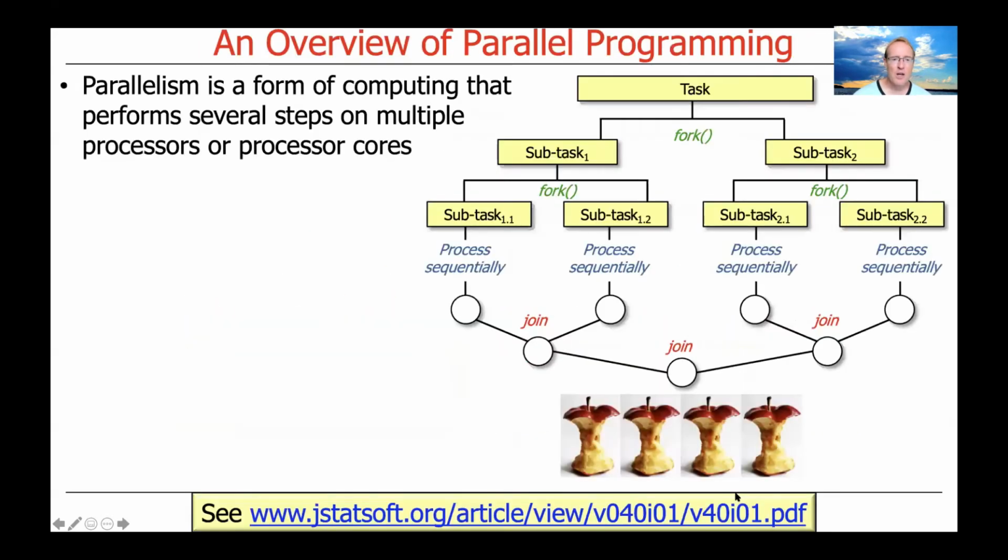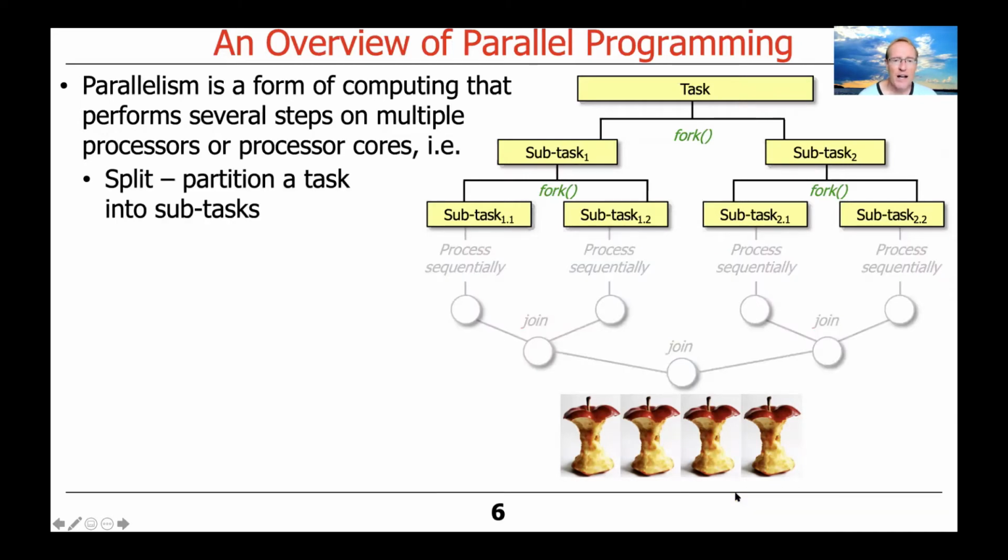trying to do it. So what is parallelism? Well, parallelism is a form of computing that performs several steps on multiple processors or multiple processor cores. I'm going to be focusing here pretty much exclusively on multiple processor cores because that's the modern way of doing things. But be aware, if you go back in time, if you're transported back in a time machine, there was a time, several decades ago, when multiple processors were the order of business, not multiple processor cores. Same basic ideas apply.